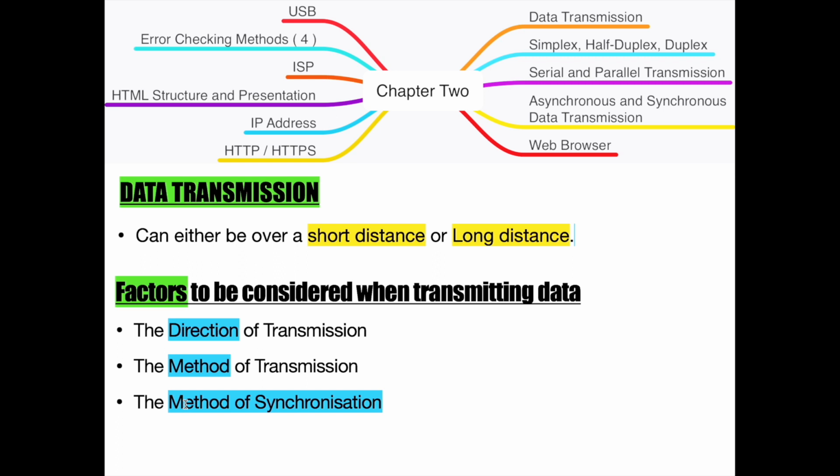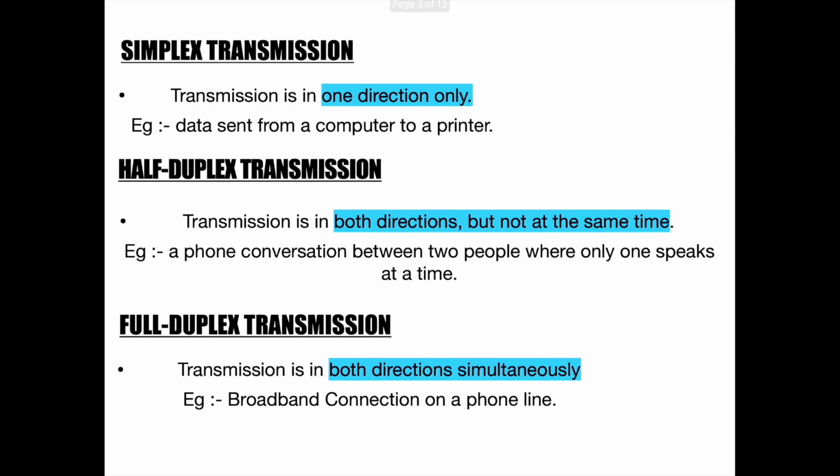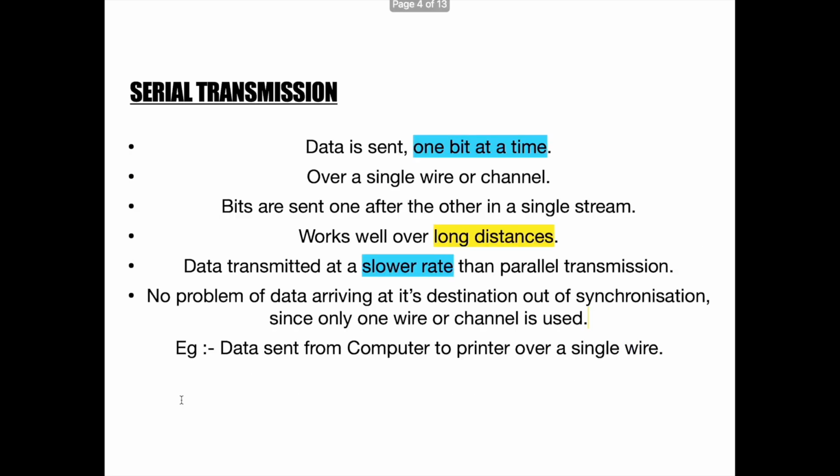So now let's talk about the types of data transmission. Simplex transmission is the transmission where data is only transferred in one direction. Half-duplex transmission is the transmission where data is transferred in both directions, but one at a time. Duplex or full duplex transmission is where data is transmitted in both directions at the same time. In order to get a better understanding about these transmissions, go through the examples which are down there below each type of transmission.